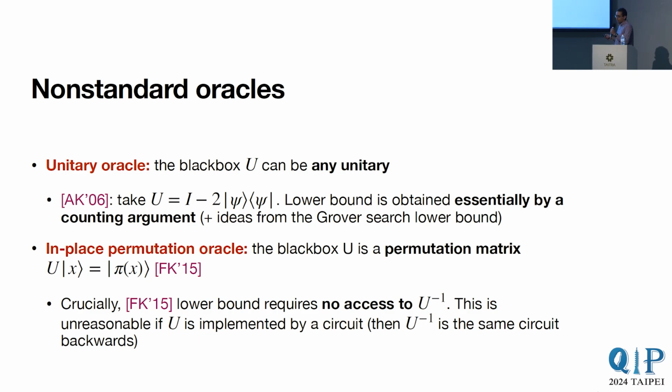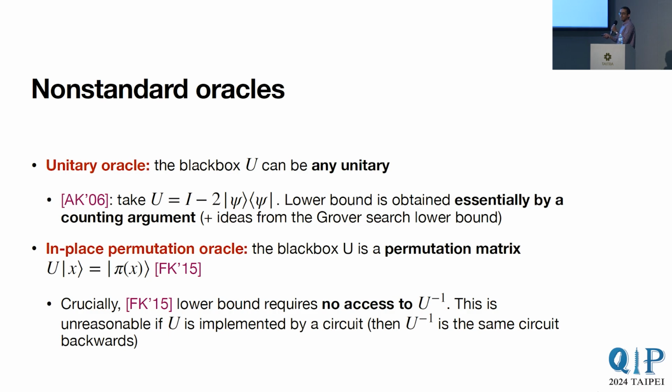So then what did Pfefferman and Kimmel do? As I said, their unitary was like a more specific kind of black box unitary. I said it was a distributional in-place permutation. Let's forget about the word distributional for a second and come back to it on the next slide. What is an in-place permutation oracle? It's just an oracle that's the unitary that implements a permutation.